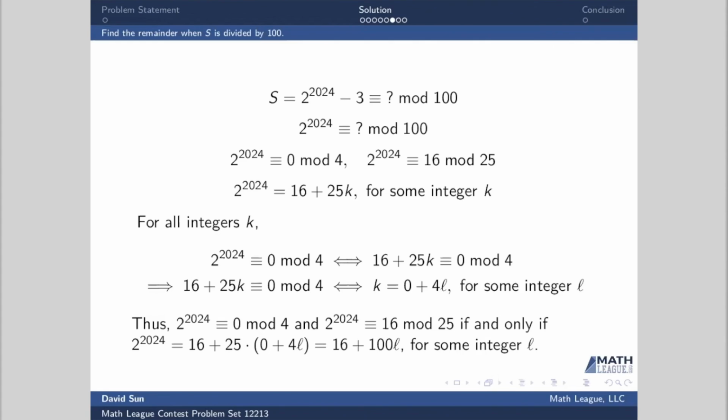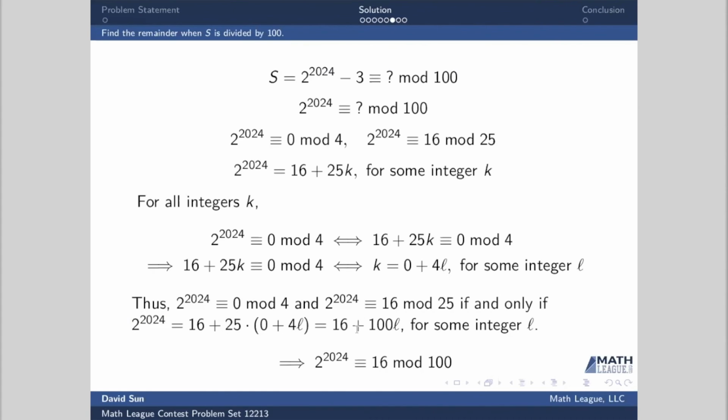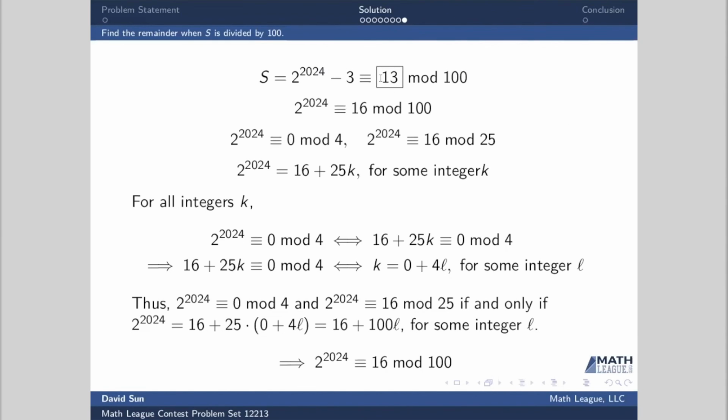They're slightly different. Now that we know 2 to the power 2024 is equal to 16 plus 100L, we have that 2 to the power 2024 is congruent to 16 mod 100. This is just another way of writing it. These two statements say the same thing. So finally, we can fill in this unknown at the top. We know that 2 to the power 2024 is equivalent to 16 mod 100. If we subtract 3 from both sides, we have that S has a remainder of 13 when it is divided by 100. And we're finally done.